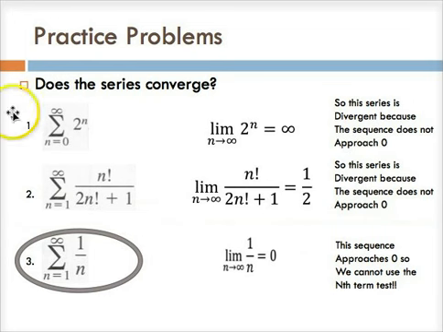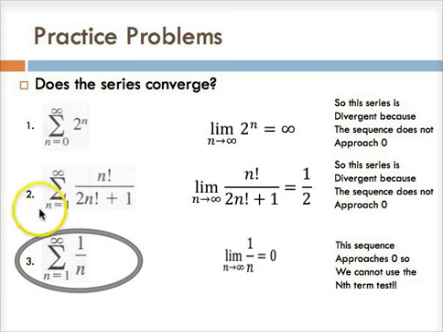Here is a series, n equals 0 to infinity of 2 to the n. So what we're going to do is take this 2 to the n, write it as a sequence, and take a limit as n approaches infinity. When we do that, we get an answer of infinity. So the series is divergent because the sequence does not approach 0.